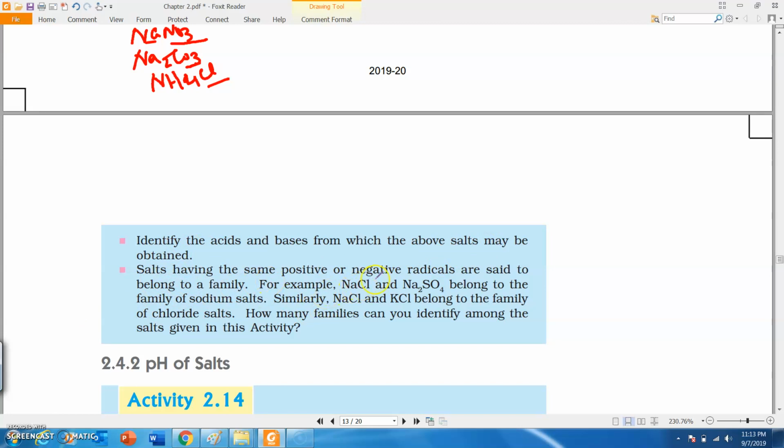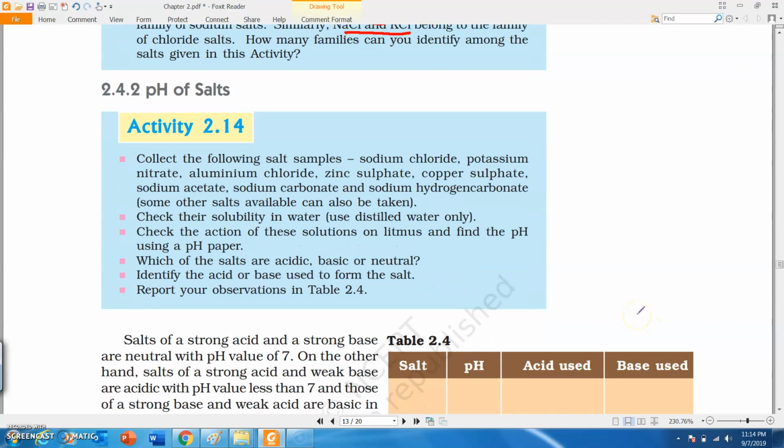Salts having the same positive or negative radical are said to belong to the same family. For example, sodium chloride and sodium sulfate belong to the family of sodium salts. Similarly, NaCl and KCl: if we take Na, that is the sodium family, and sodium chloride and potassium chloride belong to the chloride salts. How many families can you identify among the salts given in this activity? In the same way, we can take more examples.